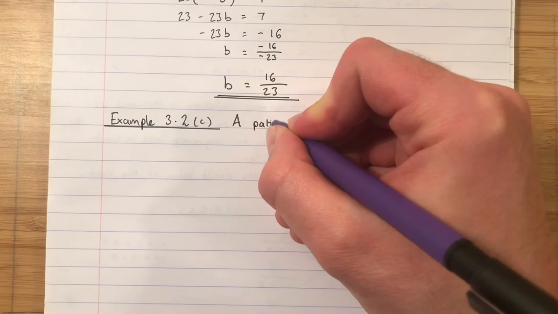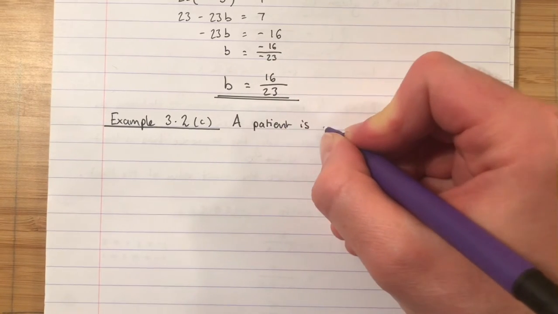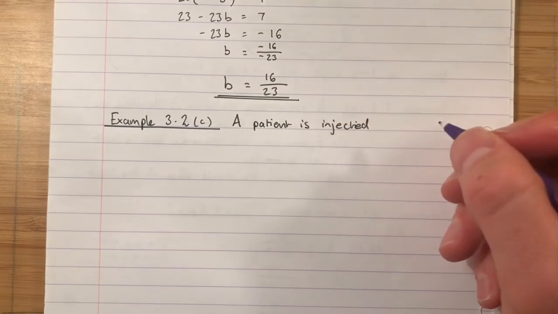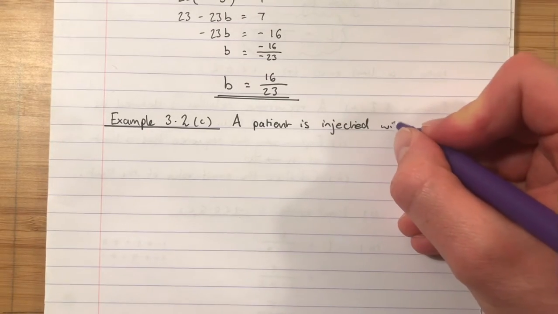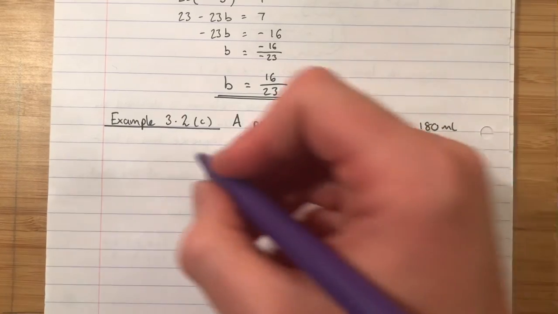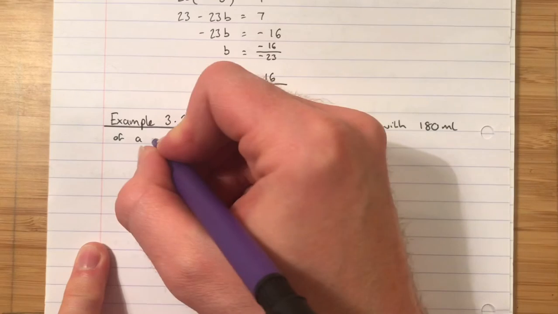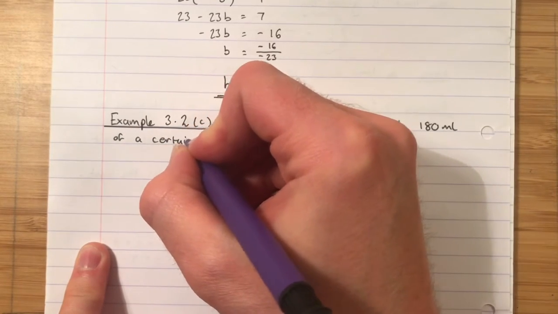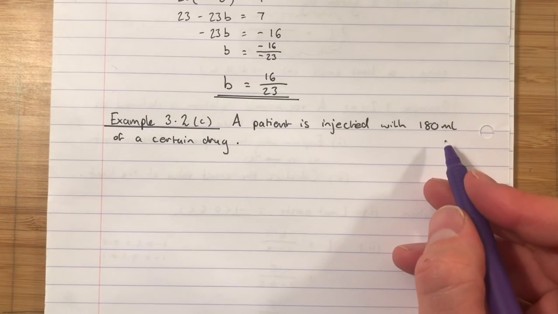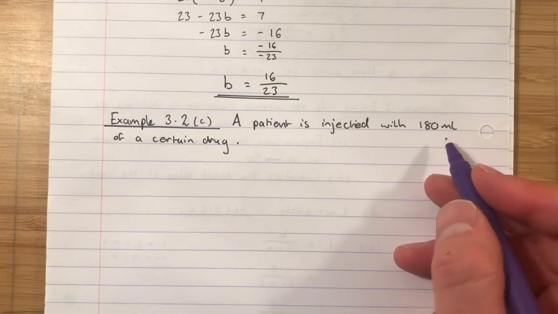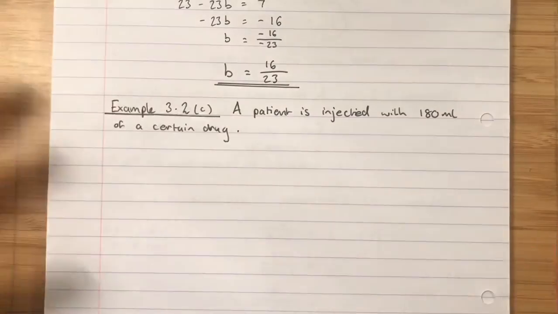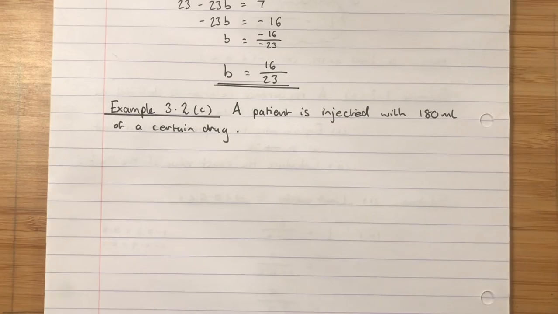A patient is injected, that's not an I, that's an E. Injected with 180 milliliters of a certain drug. I've got no idea if that's realistic or not. It sounds like quite a lot. 180 milliliters, that's like half a can of Coke. But anyway, they're injected. Imagine they've got a drip in, okay? So they're injected with 180 mils of a certain drug.